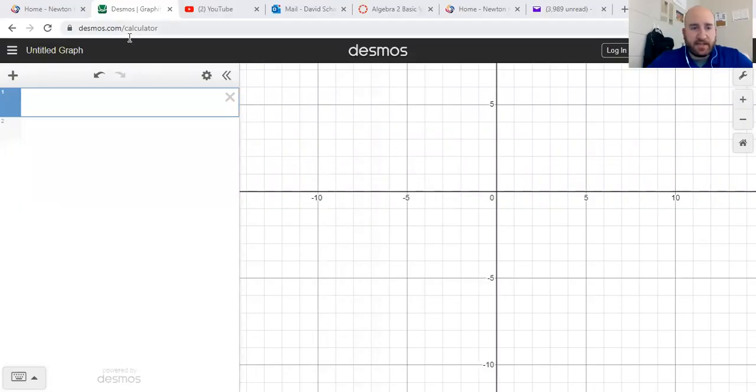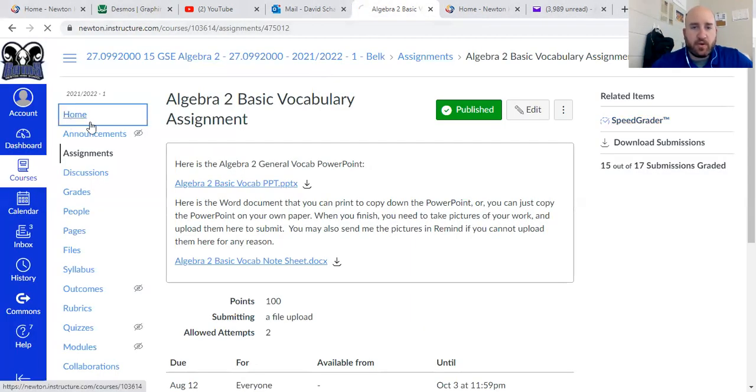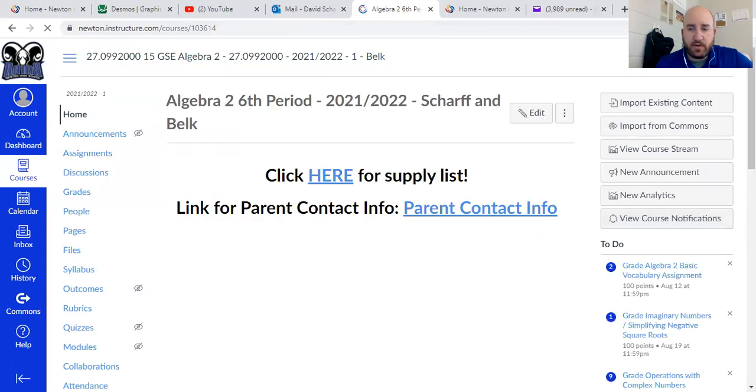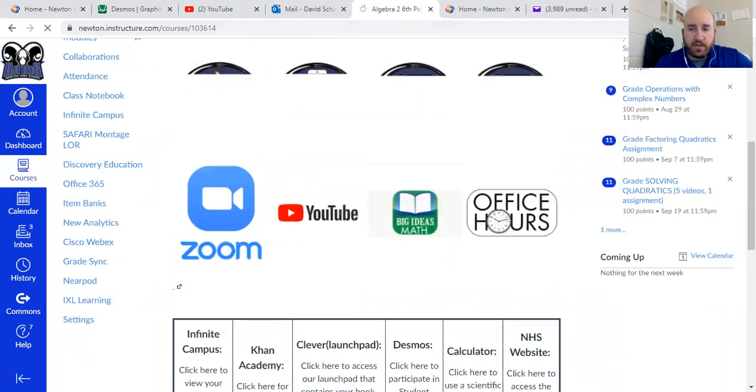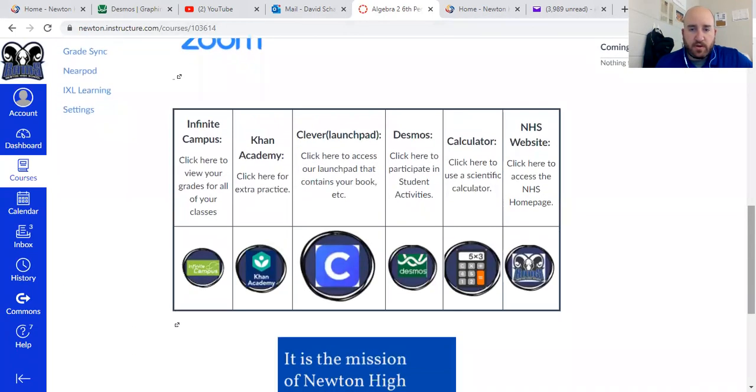So I'm going to jump straight to sharing Desmos with y'all. Again, it is desmos.com/calculator. You can kind of see it there in the address bar. If you can't remember that, let me drag this down. If you go on to my Canvas page and you scroll down, you click on Desmos right there and it'll pop up.